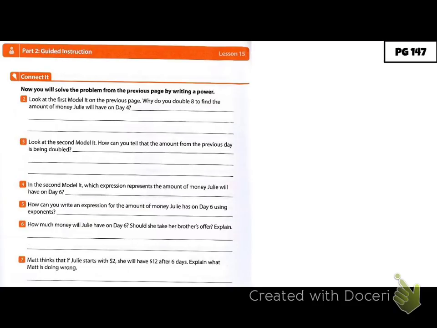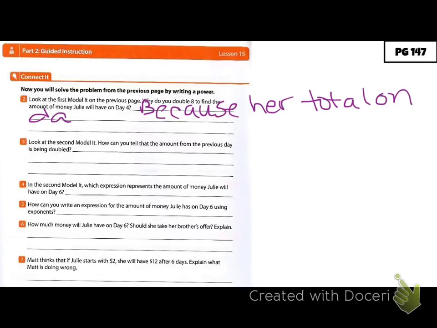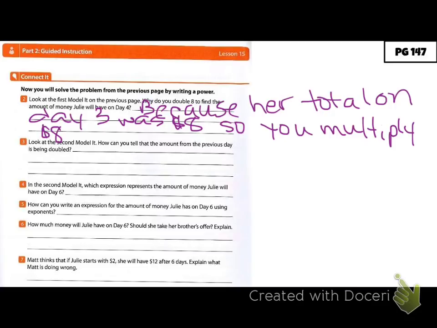Number 2 says, look at the first model on the previous page. Why do you double 8 to find the amount of money Julie will have on day 4? So we would say because her total on day 3 was $8. So you multiply $8 by 2 to double it.